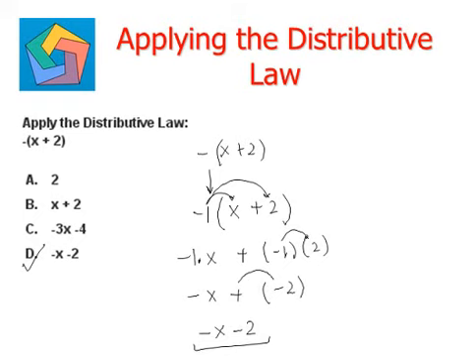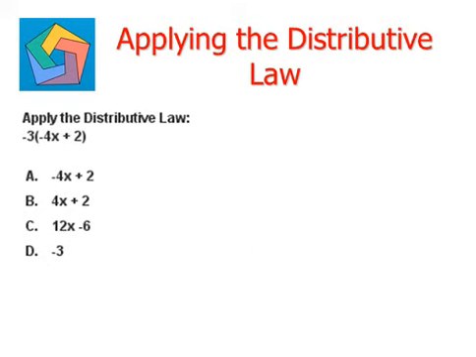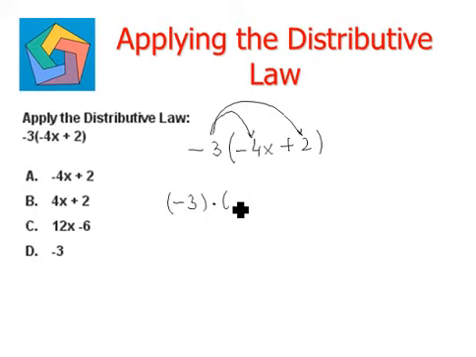Let's try another question. Here we are given apply the distributive law, negative 3 parentheses negative 4x plus 2. Now the rule is clear. Negative 3 is to be distributed among negative 4x and the 2. So let's write down negative 3 times negative 4x. Then we have plus negative 3 times the positive 2.